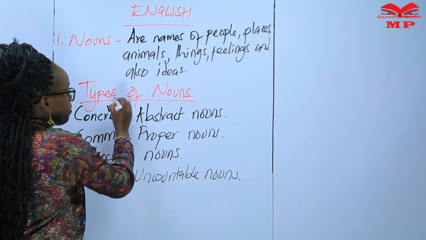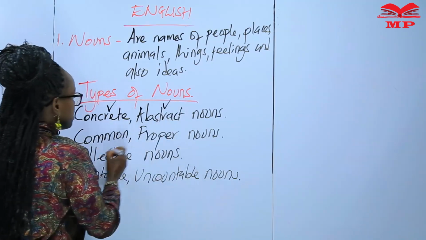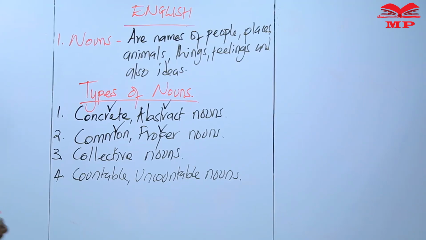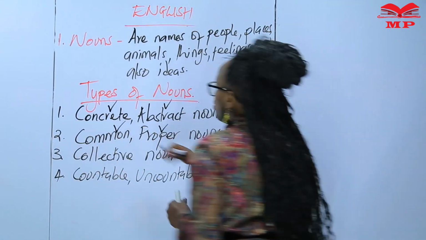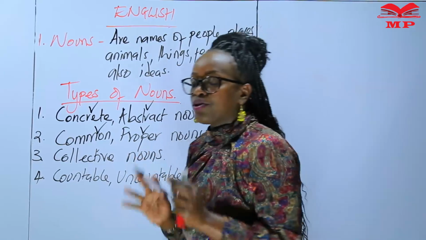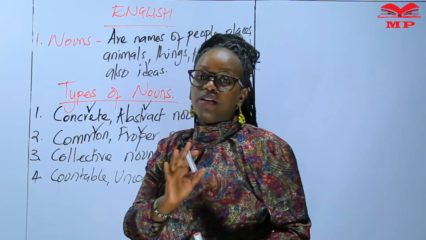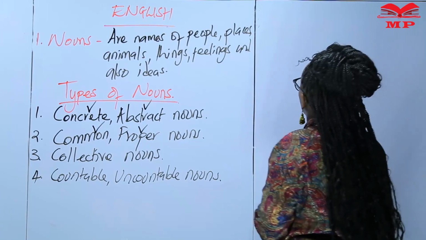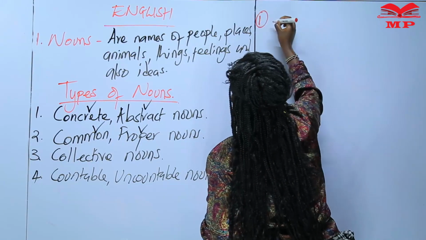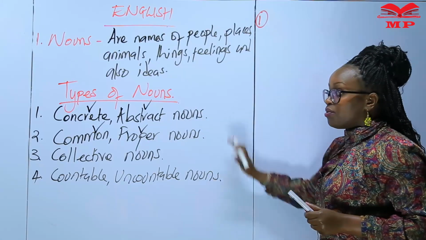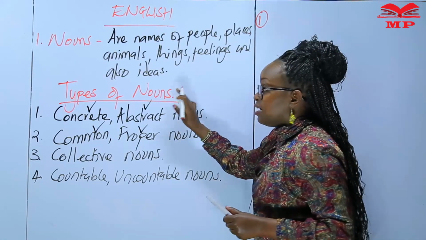That is, we'll talk about the concrete, the abstract, the common, and the proper nouns. So first and foremost, I'm going to start, of course, with the definition. What is a concrete noun? What qualifies a noun to be a concrete noun? So we start with the concrete nouns as number 1. Remember, these are types of nouns. So as you take down your notes, make sure that you indicate this subtopic.